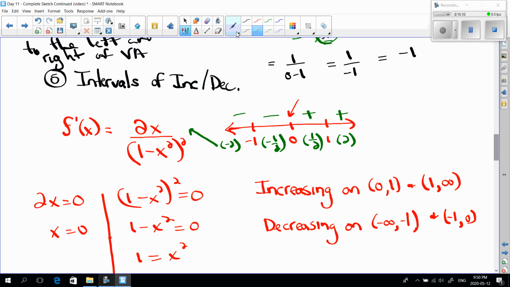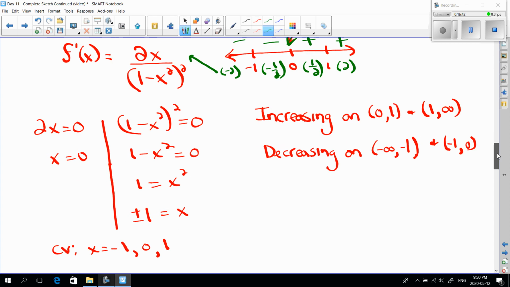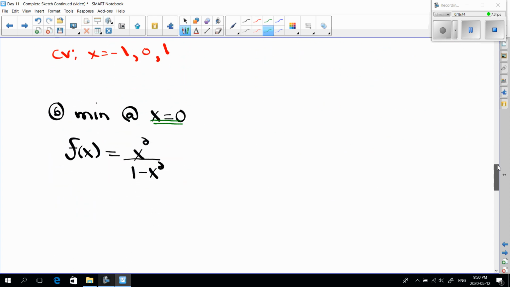This right here, this x value of 0, look, it's decreasing to the left of 0, it's coming down, and it's increasing to the right of 0, and it starts to go up. So it must reach a low point at 0. There's a local min at x equals 0. 1 would be neither because it's increasing to the left of 1 and increasing to the right of 1. It doesn't change signs. So there's only a local minimum in this question. So there's a minimum at x equals 0.